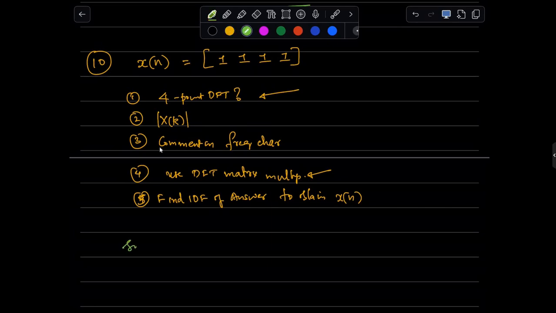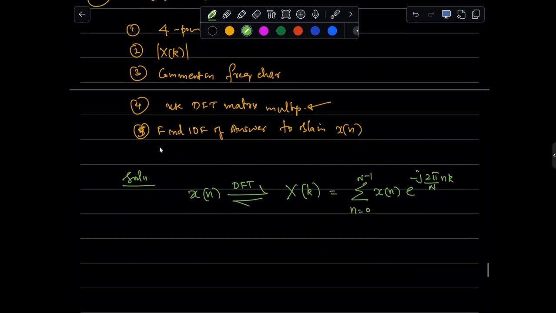Solution: x of n has the Fourier transform, that means the discrete Fourier transform, which is x of k. And how to find it? Summation for n changes from 0 to n minus 1, x of n into e power minus j 2 pi over n into k.